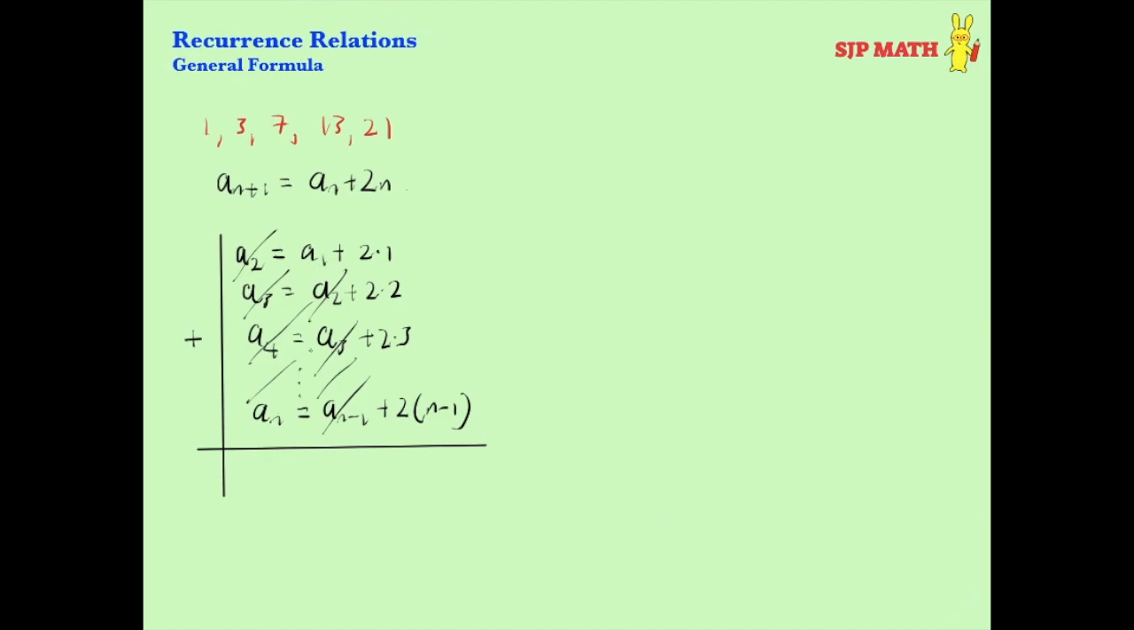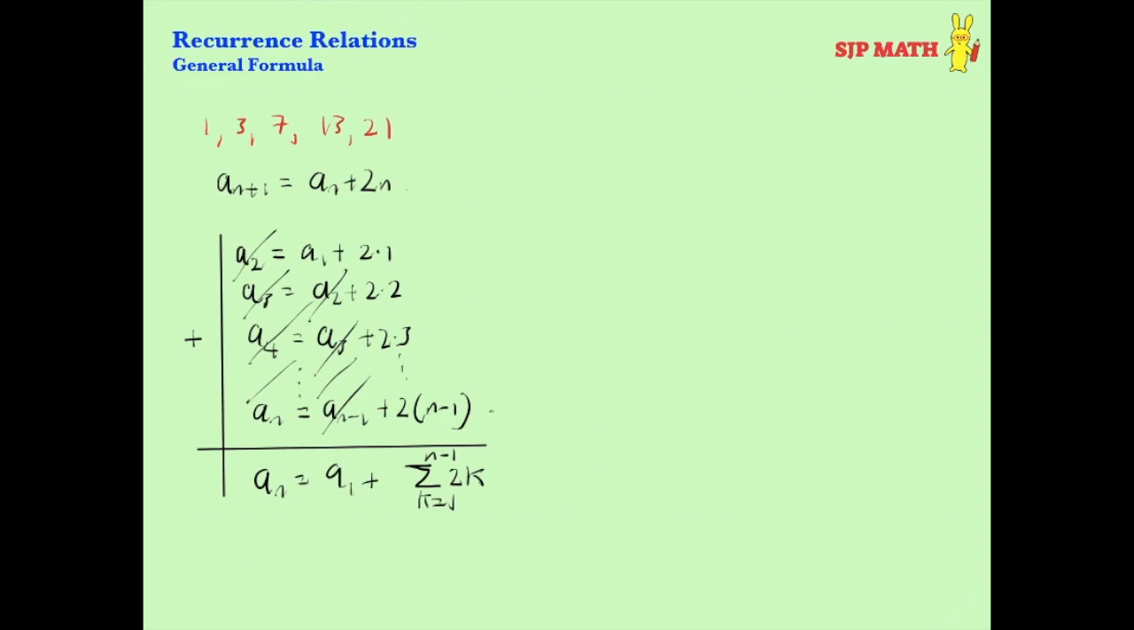So if we add all of these equations, these all cancel out and we get a_n is equal to A1 plus 2 times 1 plus 2 times 2 plus 2 times 3 all the way up to 2 times (n minus 1). So this is just equal to, using the summation symbol, the sum from k equals 1 to n minus 1 of 2 times k.